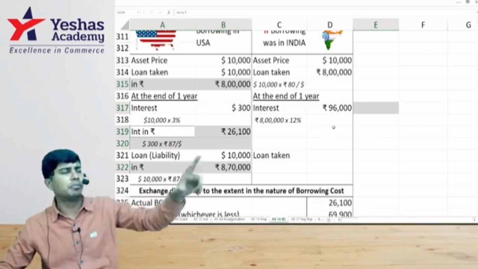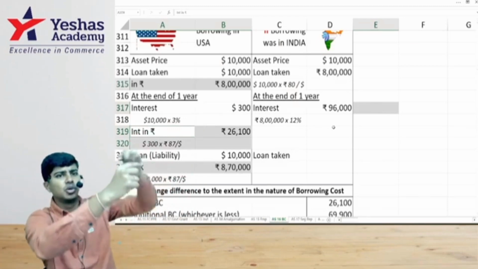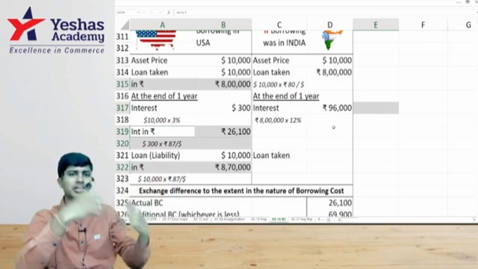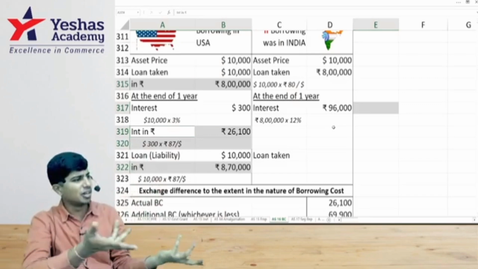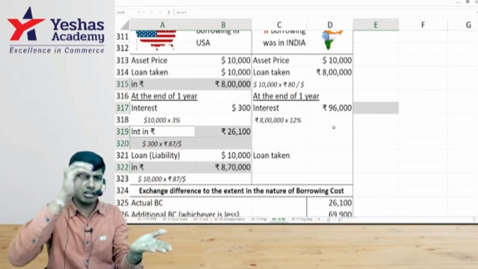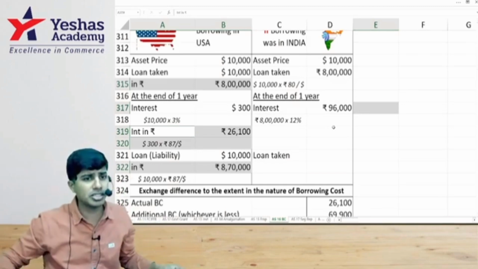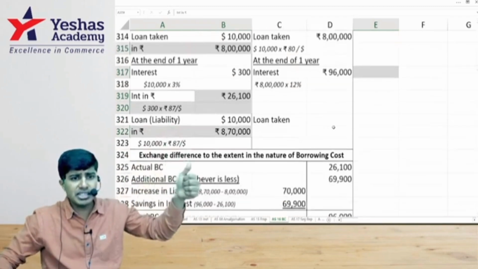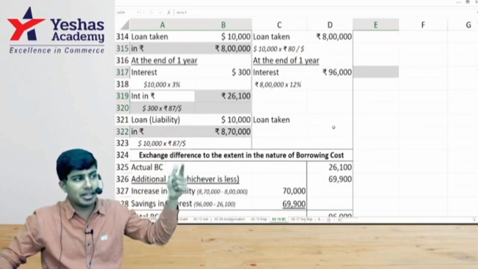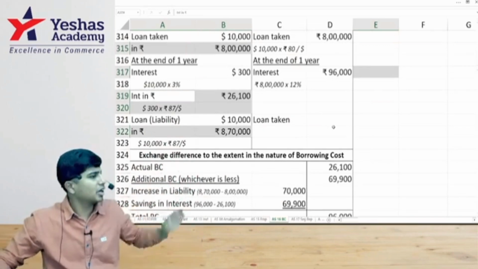Step 1, this amount. Step 2, this amount. 1 minus 2, this. And then item 3, this amount. 3 or 2, whichever is less. Add it to the step 1 number. That is the amount of borrowing cost. They do it like that. Don't do that. Simple. Whatever is the loan taken, on that loan, actual interest is actual borrowing cost. Additional borrowing cost is two things: savings in interest or increase in liability, whichever is less. Over and above that, whatever is there is foreign exchange difference.